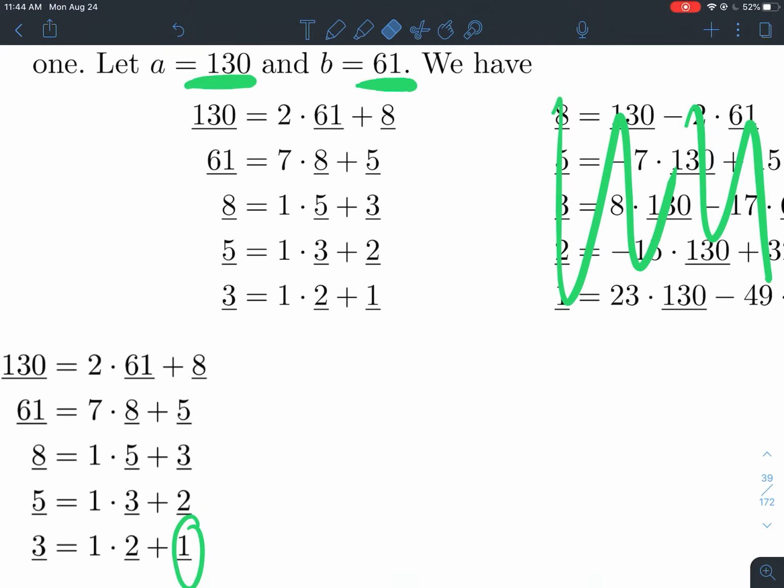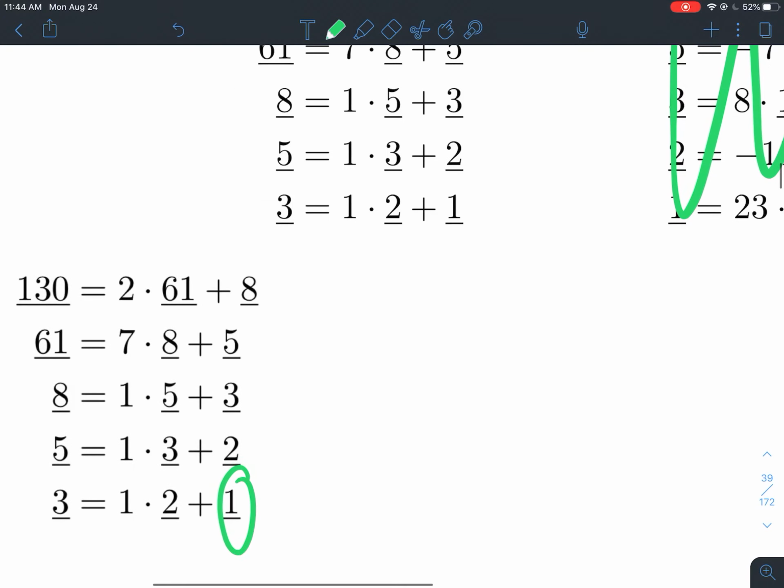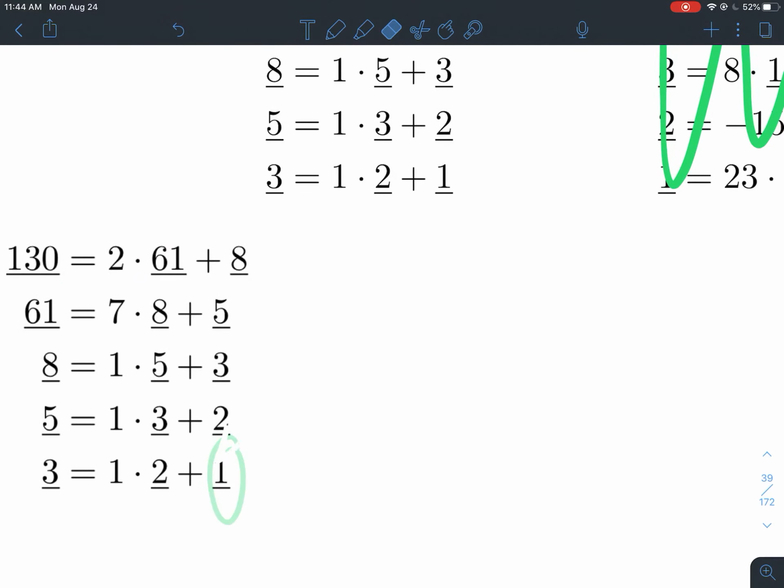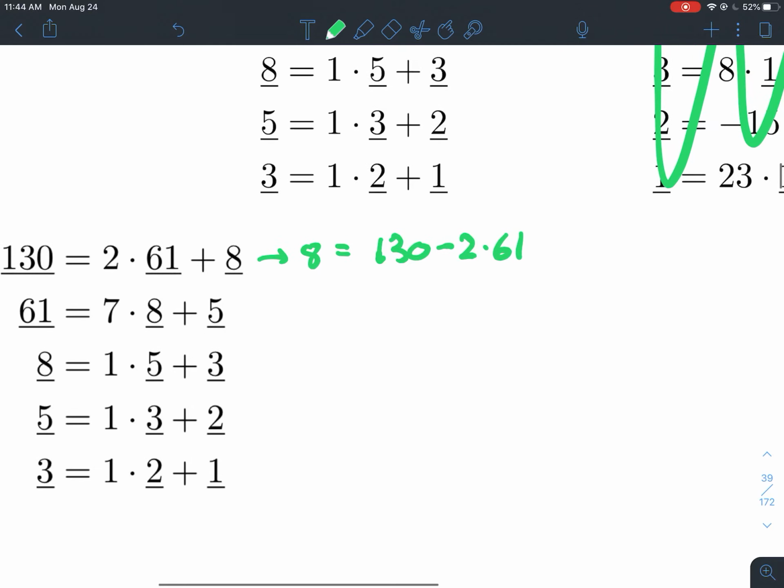And just to show you step by step how it goes, we'll start with the first part here, and I'm going to solve it for 8. In other words, I'm going to try to get stuff with 130 and 61, my A and my B, on the same side. So this much tells me that 8 is equal to 130 minus 2 times 61. I'm going to hang on to that fact. Now I'm going to come to the next one. I'm going to solve it for 5.